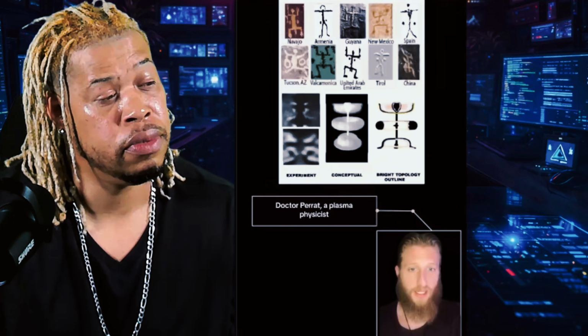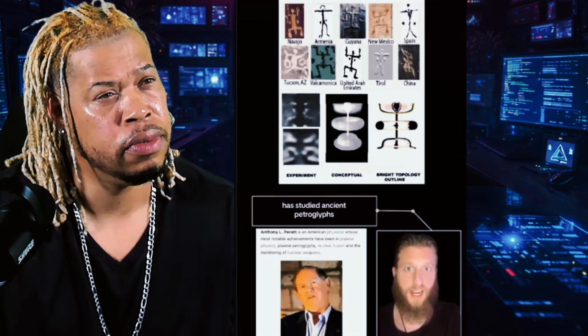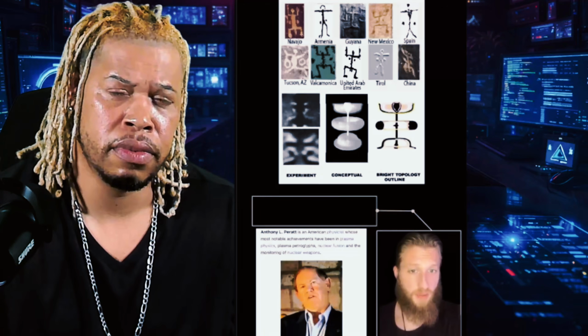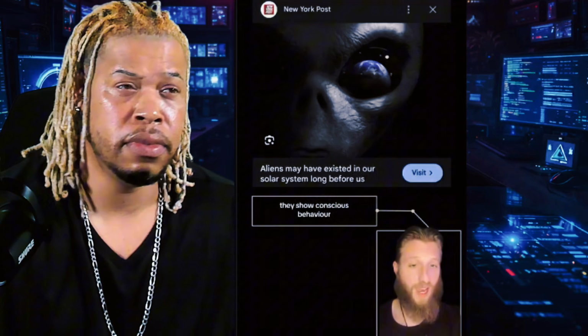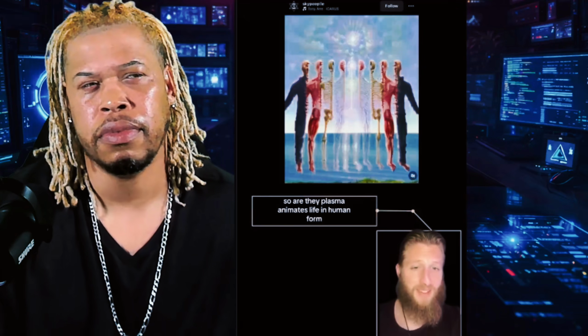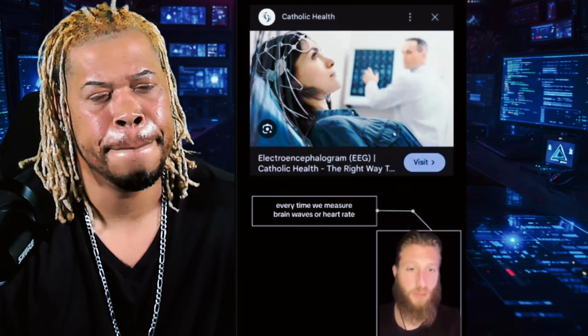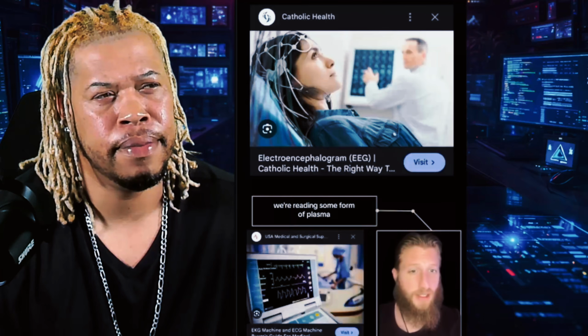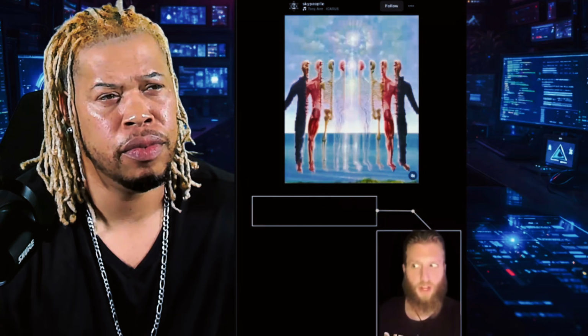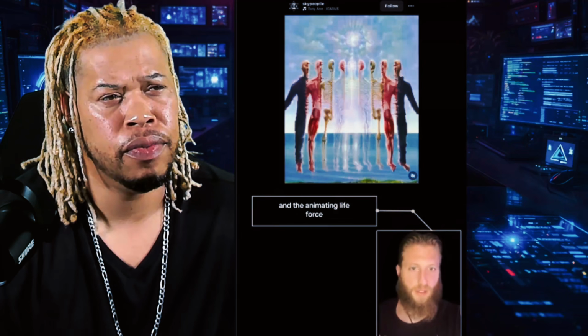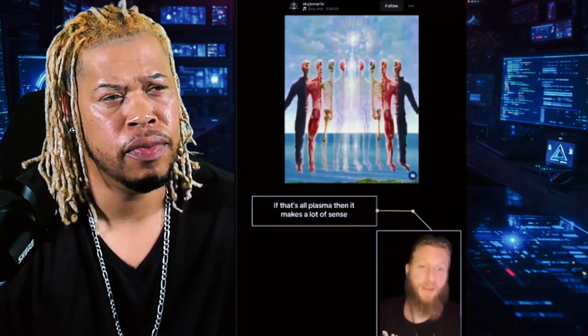Dr. Peratt, a plasma physicist, has studied ancient petroglyphs and linked them to plasma phenomenon. Ancient humans possibly saw this and thought they were aliens. They show conscious behavior, so are they? Plasma animates life in human form. Every time we measure brainwaves or heart rate, we're reading some form of plasma. Strip away all the material layers of a human, with thoughts, memories, and the animating life force. If that's all plasma, then it makes a lot of sense.